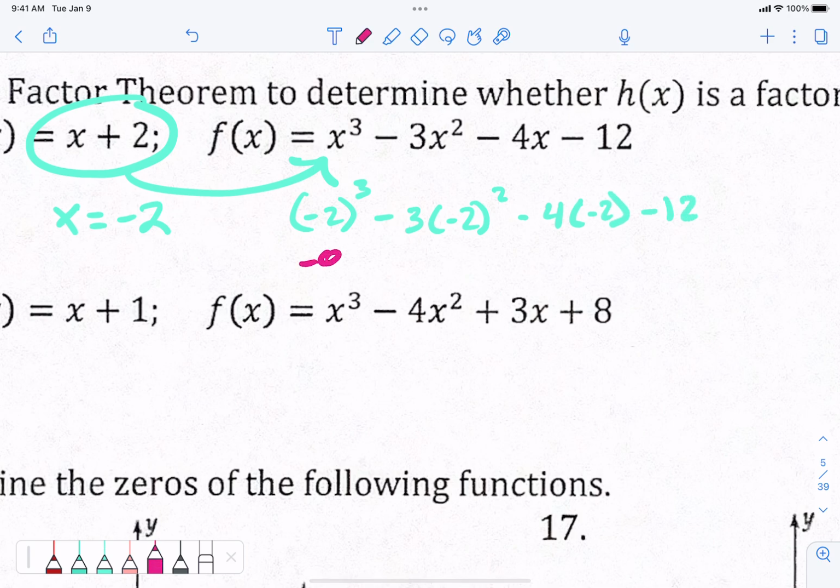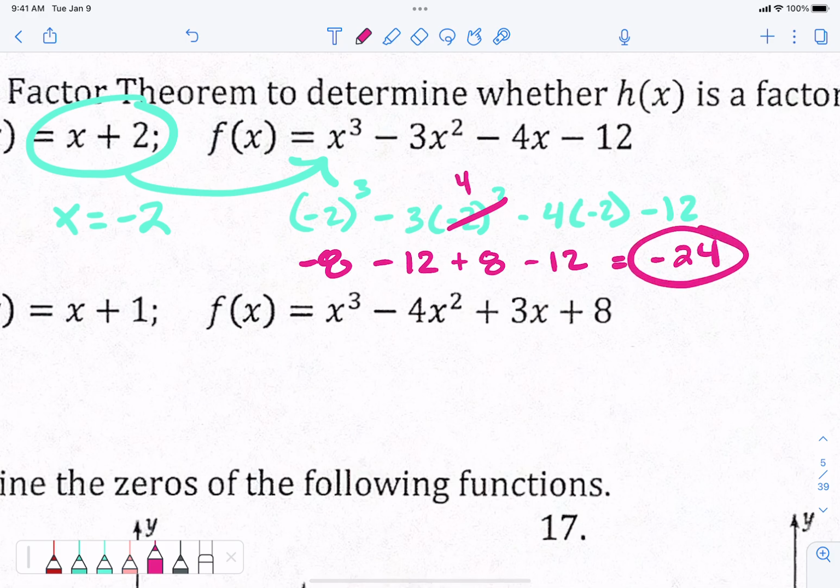Negative 2 to the third power is negative 8. This is 4, so this is negative 12 plus 8 minus 12. No, it's awful darn close though. If one of those 12s was a positive 12, then we would be fine. But it's actually negative 24.